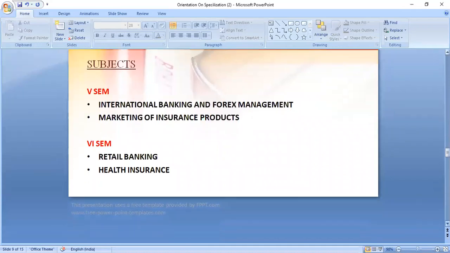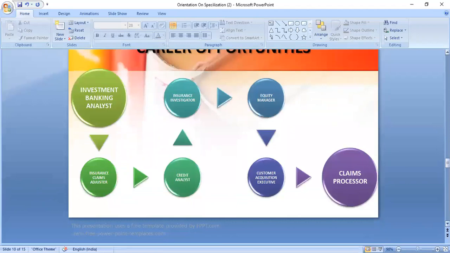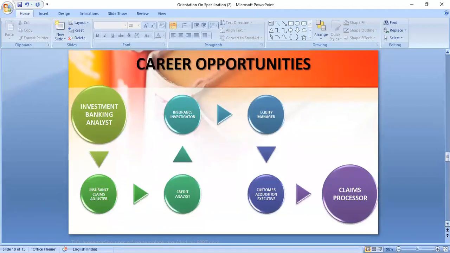Moving on to the career opportunities. Yes, you can explore job opportunities both in banking as well as insurance sector. You have investment banking options, where you have derivatives and forex experts who will work in investment banking. Next, we have insurance investigator, equity manager. Equity manager is again an ALM role, that is asset liability management role. If you have to focus specifically on insurance, then you have insurance investigator, claims adjuster, claims processor. So these are all back-end operations jobs that you can explore in insurance.